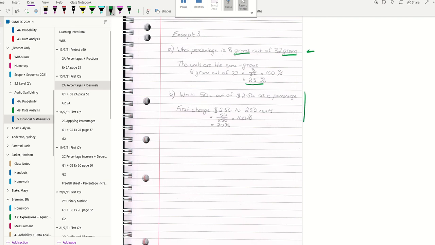All right, having a look at our second example, example B: write 50 cents out of $2.50 as a percentage. Now looking at our units, they are different. So we need to convert at least one of them so it's the same unit as the other. First convert $2.50 to 250 cents. Once we've done that, we've got them both in the same unit. Now I write my fraction, 50 over 250 times 100%, put it into my calculator, and the answer comes out at 20%.